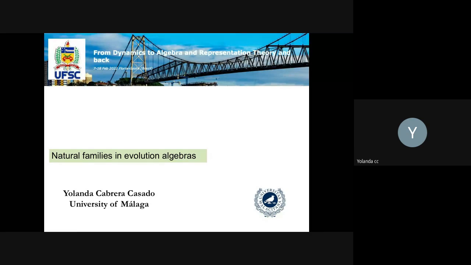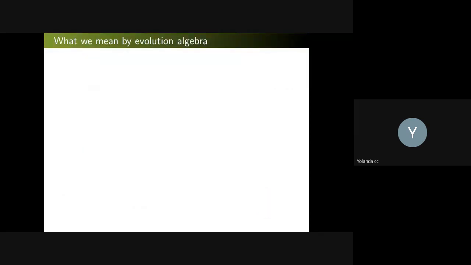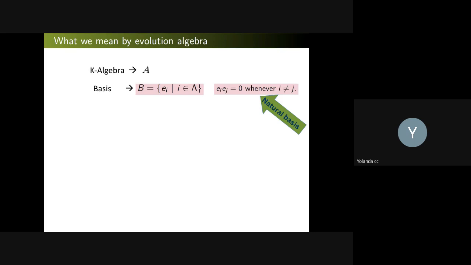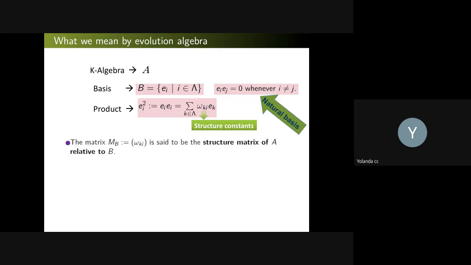This talk is titled Natural Families in Evolution Algebra. This is joint work with Mercedes Siles and Nadia Boudi. We start with a summary about evolution algebras, and then we talk about our topic. Now we define what we mean by evolution algebra. We have an algebra over an arbitrary field K, such that there exists a basis so that when you multiply two different elements the result is 0. This basis is called a natural basis. So we can write the square of an element of the natural basis in this way, and these coefficients, called structural constants, can be written as a matrix. This is known as the structural matrix.